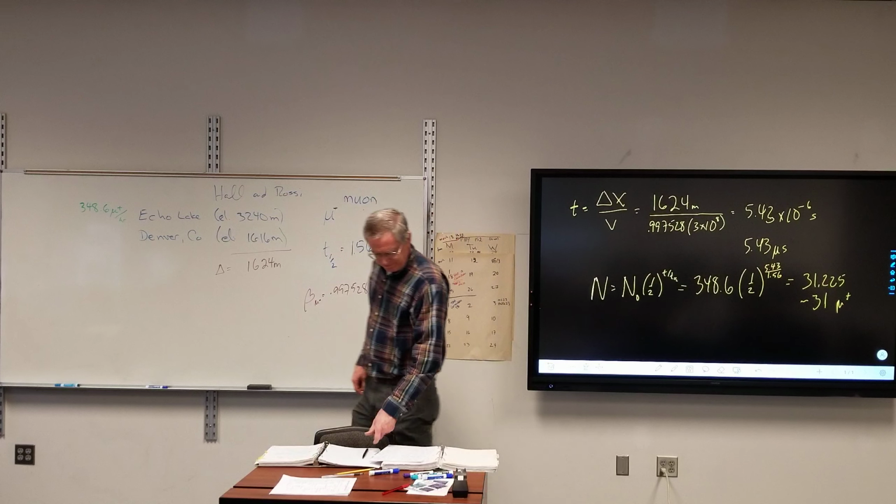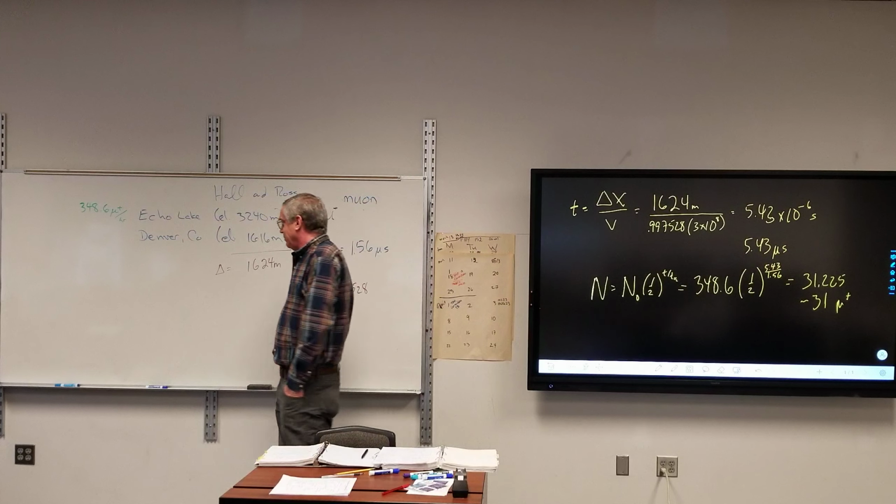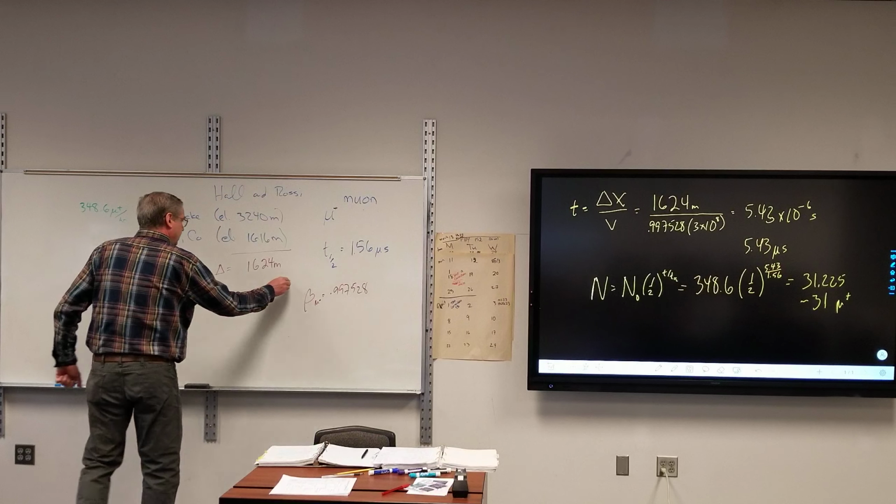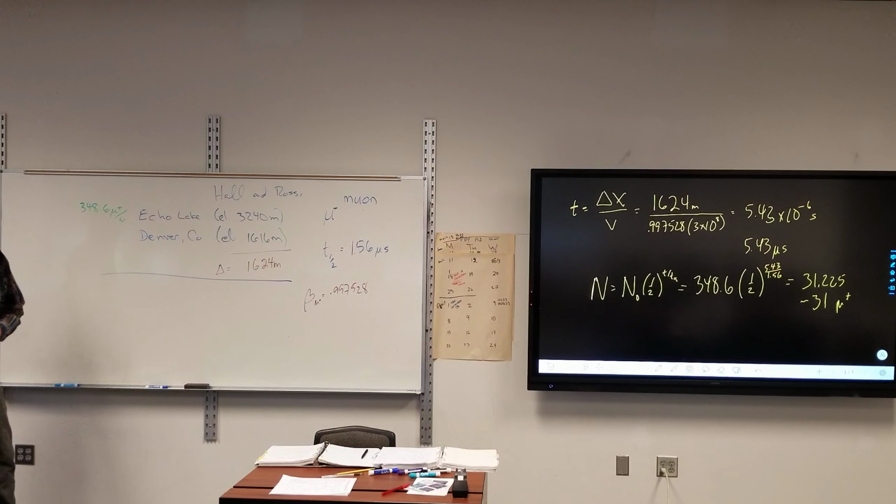All right, so what if relativity is true? Well, if relativity is true, then obviously we're going to get a different number, otherwise this would be a completely worthless exercise. Let's see how much time would pass for the muons.